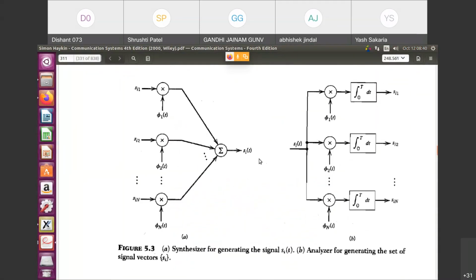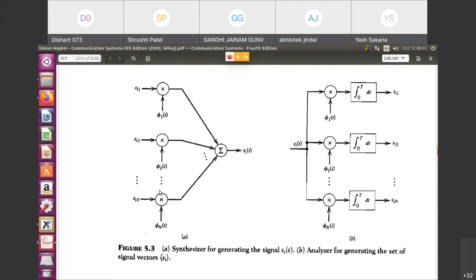So we have this: towards the left, you have a synthesizer, and towards the right, you have an analyzer. This is called a synthesizer. Now, as the word says, synthesize means that you will be synthesizing Si(t). So you know phi 1(t), phi 2(t), phi n(t), and you have a multiplier circuit. Let us say you have n multipliers.